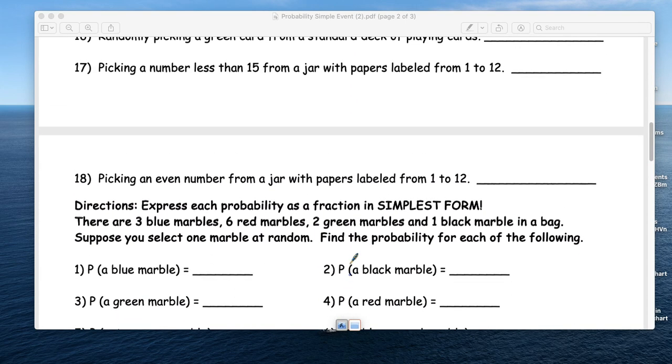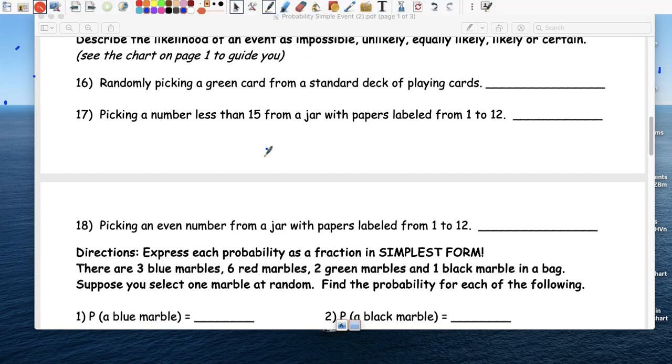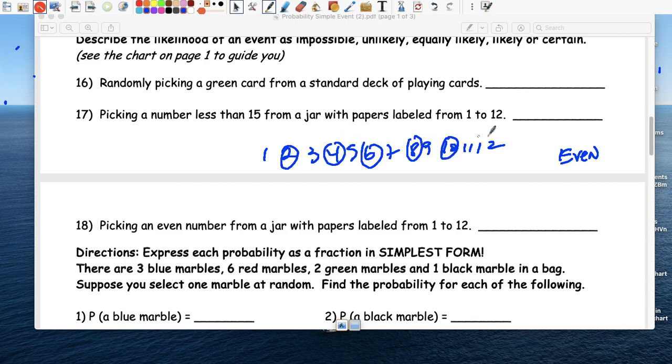Oh, and then one more, picking an even number from a jar with papers labeled 1 through 12. So again, if you have 1, 2, 3, 4, 5, 6, 7, 8, 9, 10, 11, 12, and you want to pick the even numbers, who are my even numbers? The 2, 4, 6, the 8, the 10, and 12. So you have 1, 2, 3, 6 out of 12, and 6 out of 12 is 50%. And remember what 50% is? It is as likely as not.